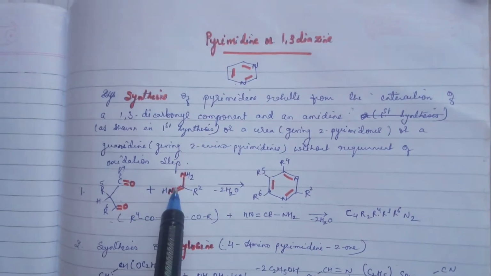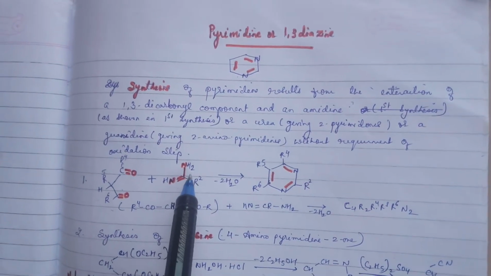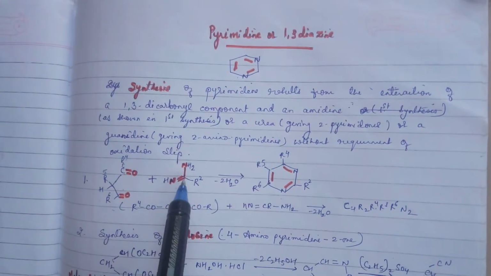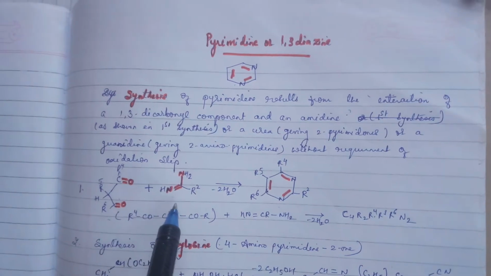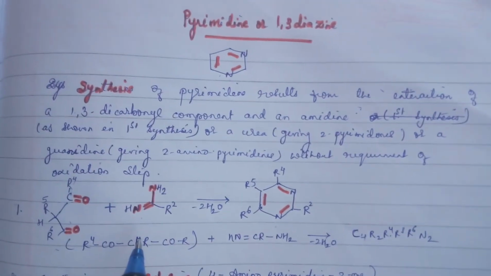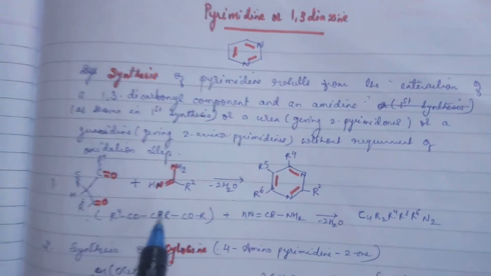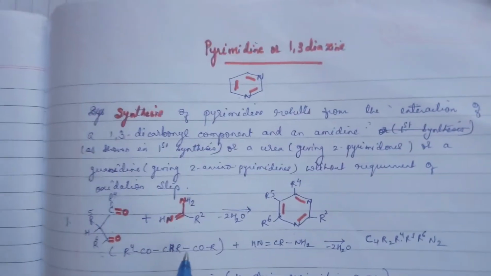the first synthesis, or urea, NH2CONH2, that gives 2-pyrimidines, or guanidine that gives rise to 2-aminopyrimidines, without the requirement of the oxidation step. That means an oxidation step is not required in the synthesis of 1,3-diazines, which was required in the case of 1,2-diazines that we have discussed in our previous lecture.